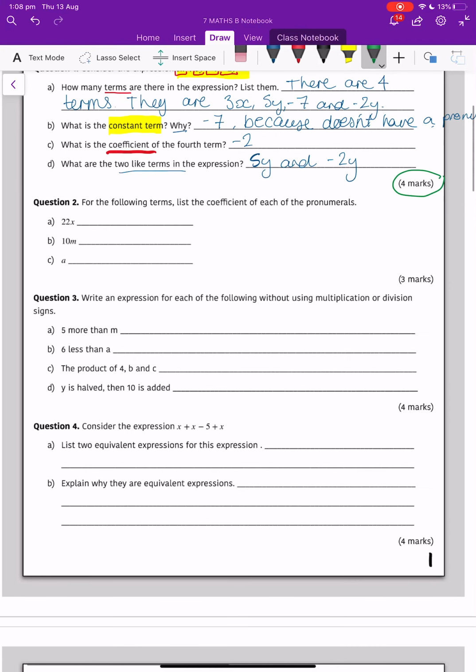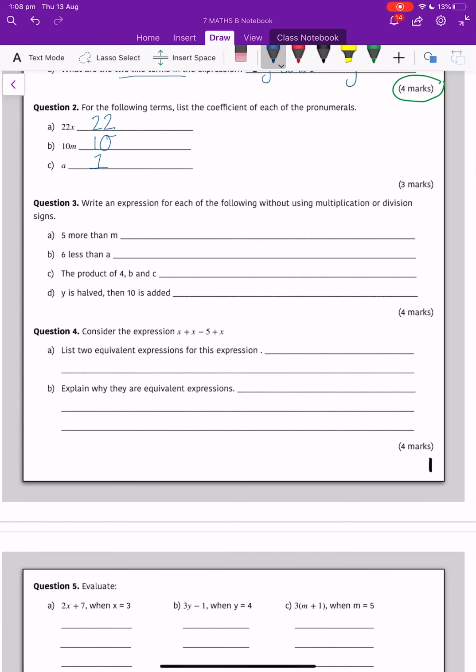Question 2. For the following terms, list the coefficient of each of the pronumerals. So remember, the coefficient is the number in front of the pronumeral. So 22x, the coefficient is 22. 10m, the coefficient is 10. Now, when you've just got a letter by itself with no number, we actually recognize that there's a little invisible 1 in front, but we never write the 1 in front, okay? So you just need to write 1, okay?